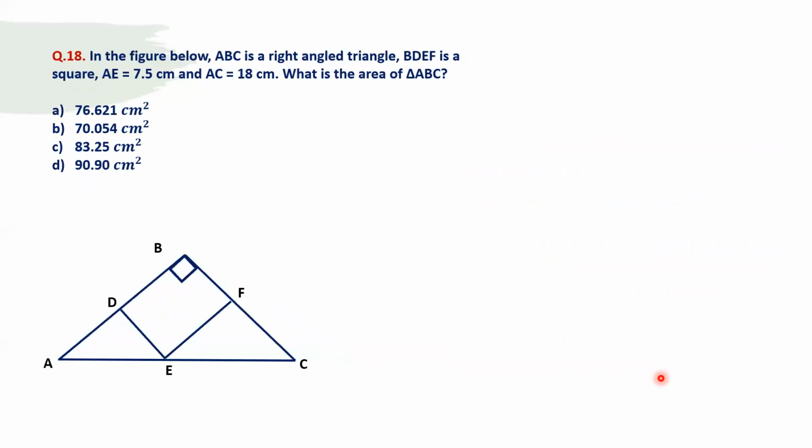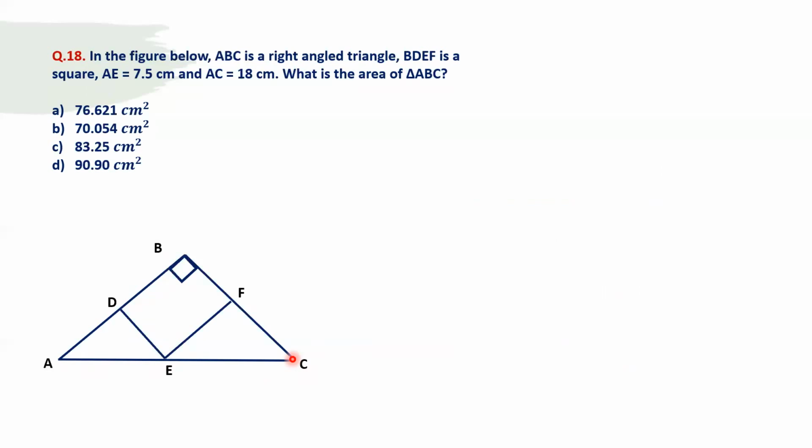Now let's look at the next question. In the figure below, ABC is a right angled triangle. So here ABC is a right angle triangle, BDEF is a square, AE is 7.5, AC is 18. What is the area of ABC? Again, I will request you to pause this video for 30 seconds and try to solve this question and see how far can you go.